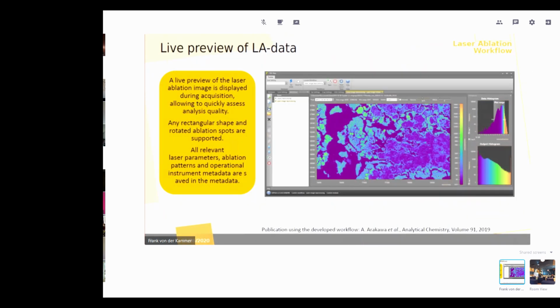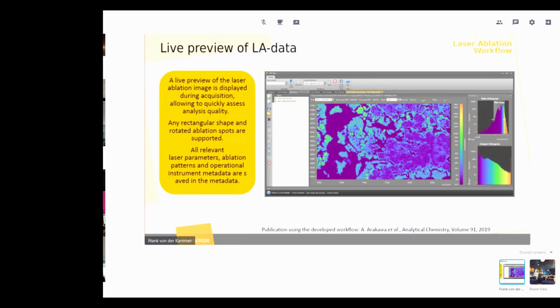There's also a development in the laser ablation application of this instrument, and that is able to plot these kind of surface maps on the fly during the measurement for different elements that have been selected, and it gives you all relevant laser parameters and so on, and eases this kind of spatial analysis in a quite nice way.